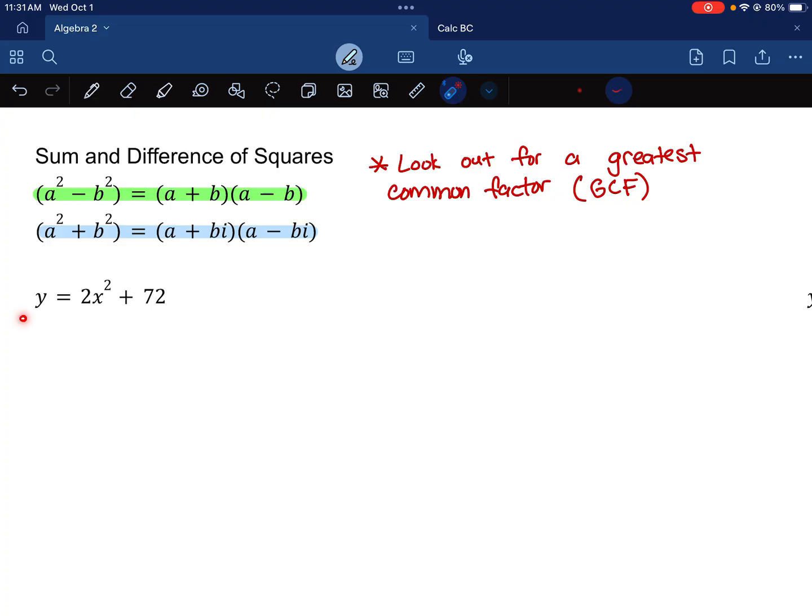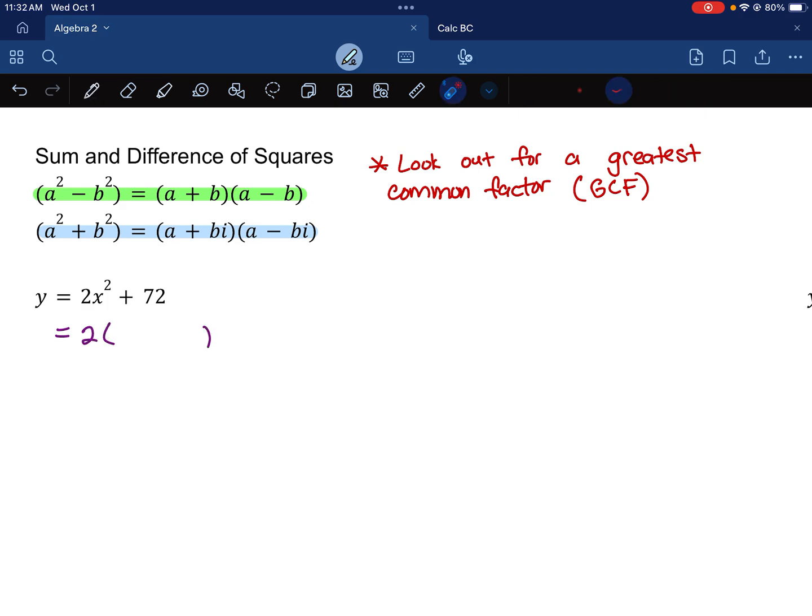When I start this one right here, I see I have two terms, and I'm going to look at those two terms a little bit more closely: 2x squared and 72. Our first step is we look for our greatest common factor. They don't have any variables in common. Only the first one has an x. But 2 and 72, both of those numbers have a 2 in common. So your greatest common factor is going to be 2.